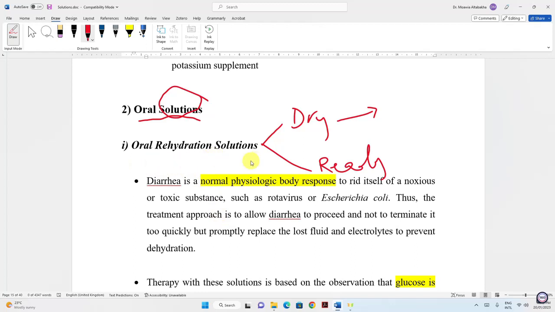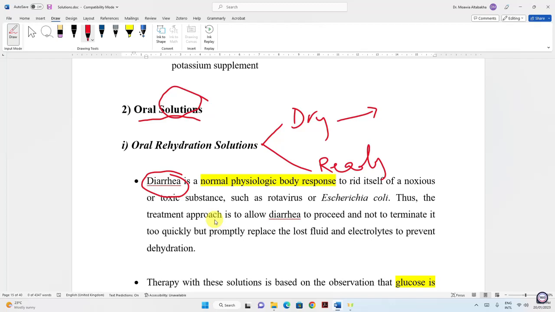Before we talk about that, the condition is diarrhea. And what is diarrhea? Diarrhea is a normal physiological body response. This happens normally when your body is trying to get rid of toxic things like rotavirus or E. coli. How does it get rid of that? By diarrhea. Diarrhea causes these microorganisms or these pathogenic entities to get out from the body.